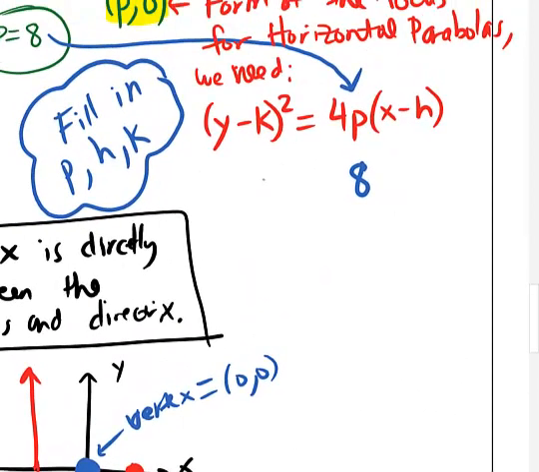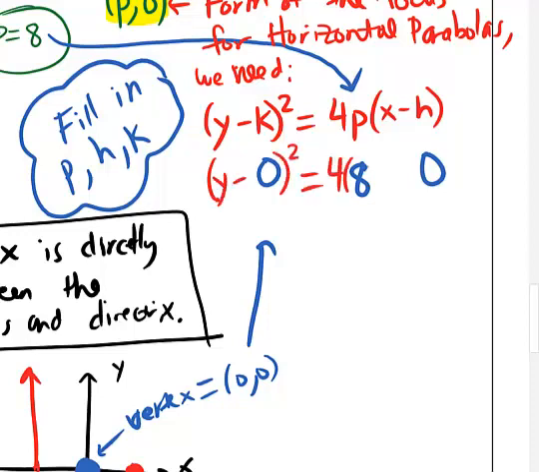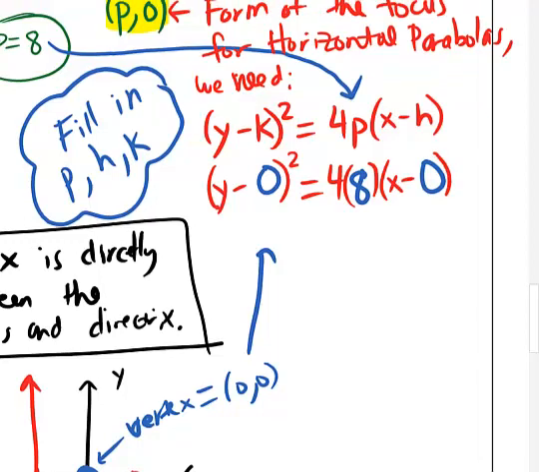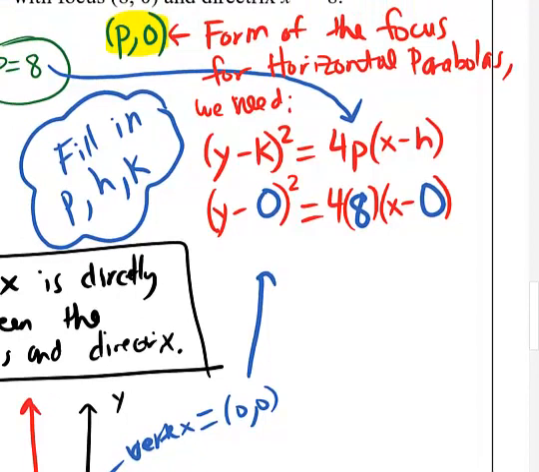And then I think I'm pretty much done there. I'm going to fill in, okay, k was 0, h was 0. But everything else I'm keeping, because equations of graphs should always have an x and a y in them, so I'm not going to replace those guys. It looks like y minus k, which is 0, squared equals 4 times p, but p is 8, times x minus 0, which is h.